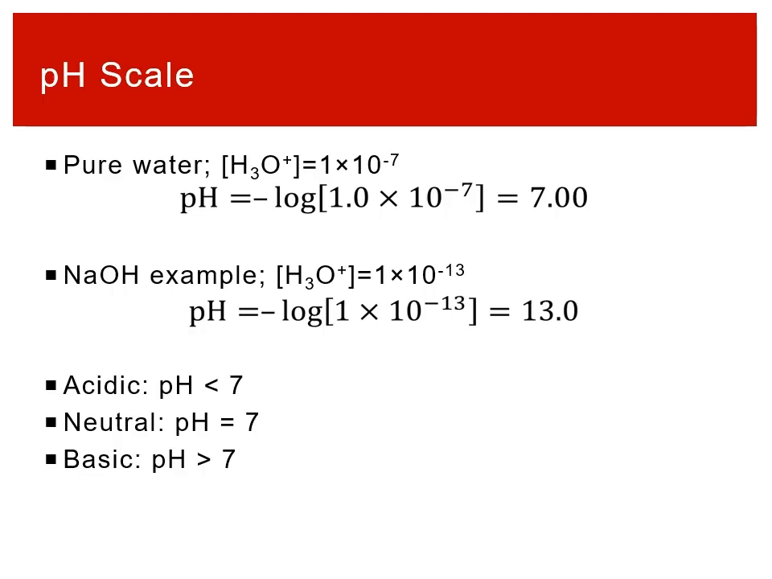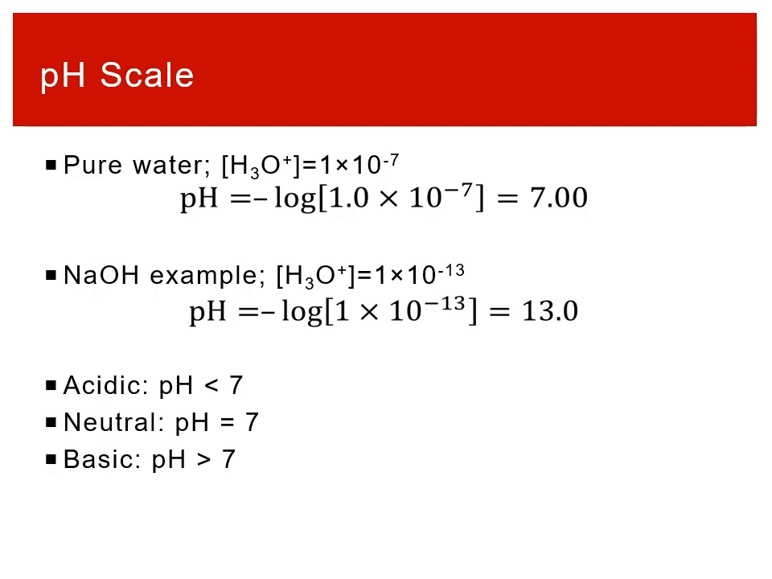So the purpose of pH is to characterize the acidity. We know that the hydronium concentration that we've used previously also describes acidity. So how do we translate that? So pure water, a neutral system, has a concentration of hydronium of 1 times 10 to the negative 7. If we take the negative log of that, we just get 7. So a neutral aqueous solution has a pH of 7. In the NaOH example that we saw previously, the hydronium concentration was 1 times 10 to the negative 13. So if we take the pH of that, we get 13.